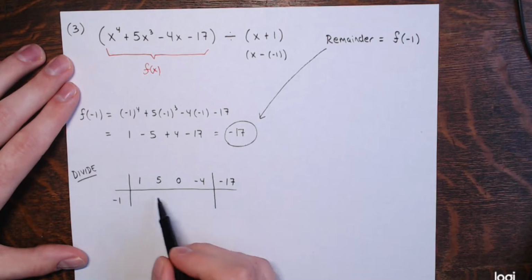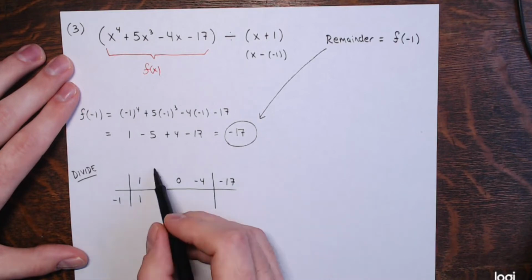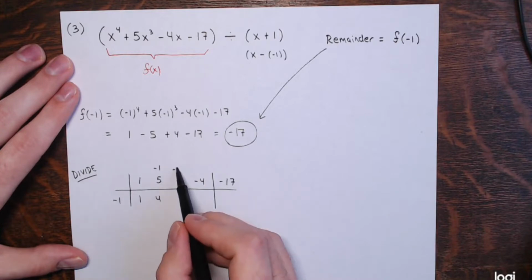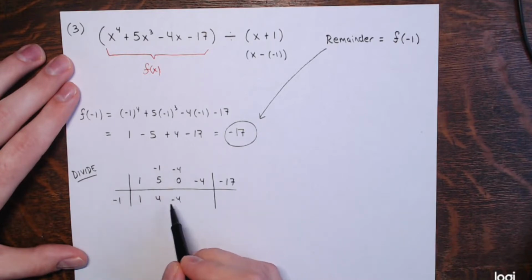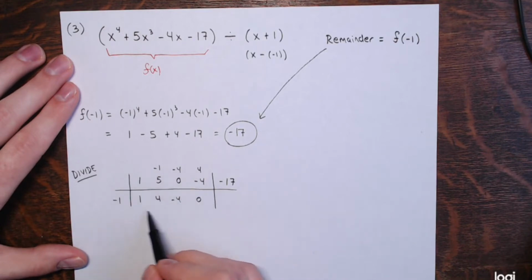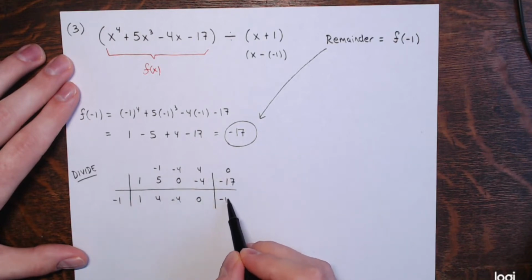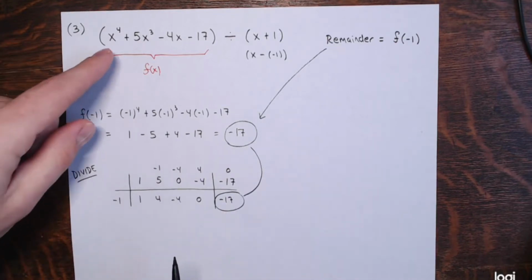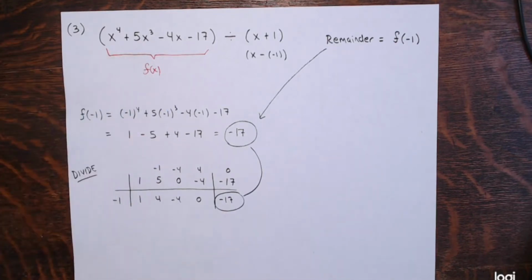Drop the lead coefficient, multiply by negative 1, you got negative 1, add, you get positive 4, multiply, you get negative 4, add, you get 0, and then multiply, you got 0, and then add these, you get negative 17. And oh look, it's exactly the same as when I just plug negative 1 into the numerator, or plug negative 1 into the dividend.